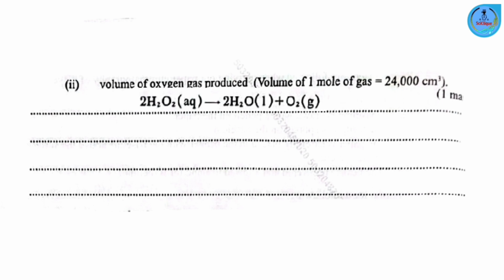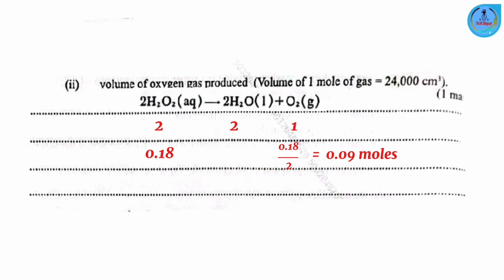If we look at our balanced chemical equation, we have 2 moles of hydrogen peroxide decomposing to form 2 moles of water and 1 mole of oxygen. Now, according to the information provided, the actual number of moles of hydrogen peroxide was 0.18. So if 0.18 is equivalent to 2, what about 1? So 0.18 divided by 2 will give us the number of moles of oxygen as 0.09.